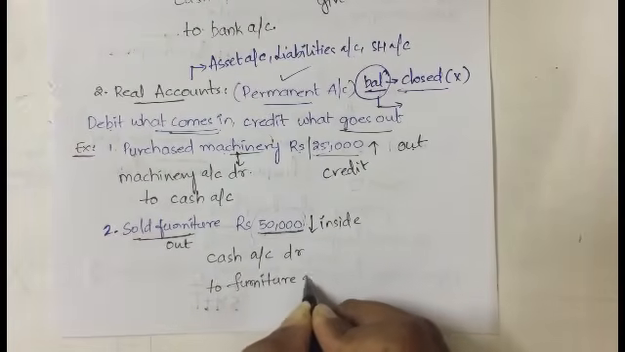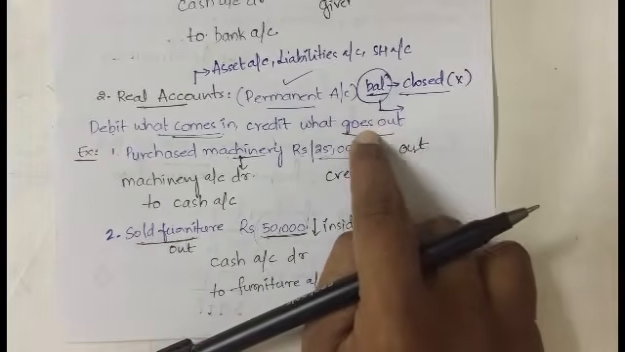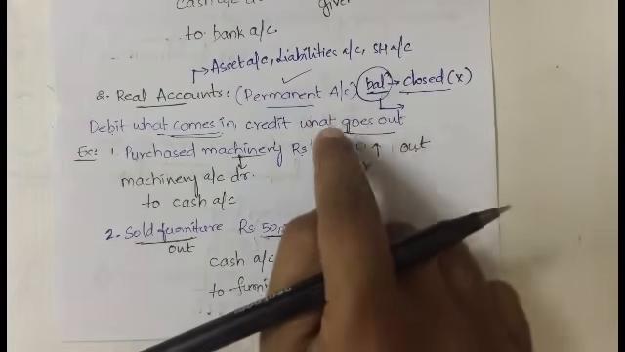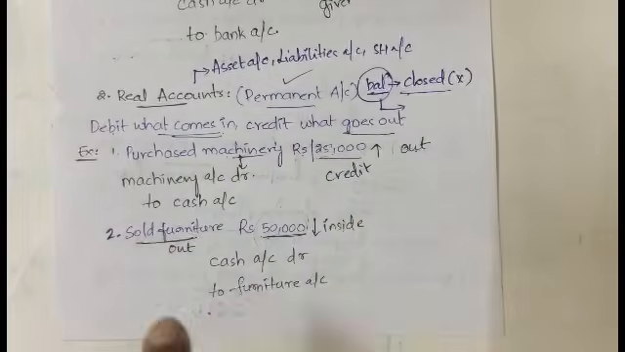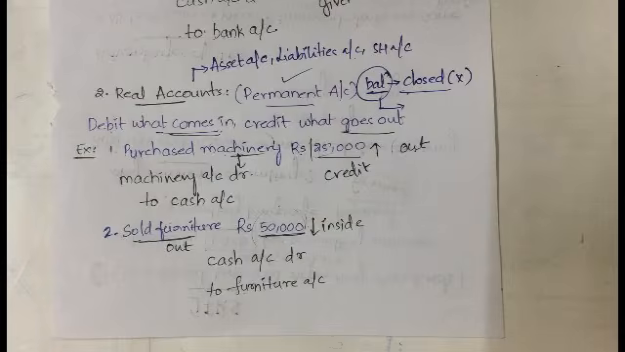Because furniture is going out of the company. As it is going out of the company, according to the real accounts rule, it has to be credited. So to furniture account, right? Understood? This is how you will write a double entry journal in the case of real accounts. Okay, I'll explain what is journal with an example in the next video. Don't worry. So this is in the case of real accounts.